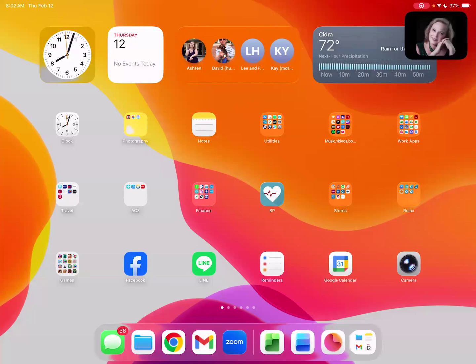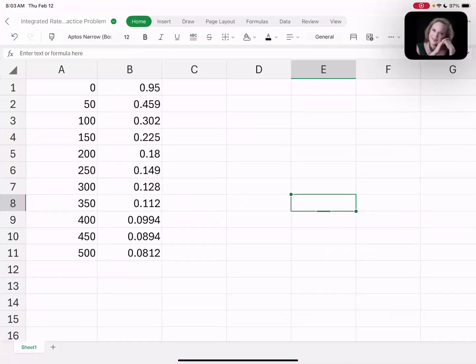Okay, so on Tuesday, I started introducing this concept of the integrated rate laws. Integrated rate laws are another method by which we can determine the order of a component or components in the rate law. Integrated rate laws use graphing to determine the order.